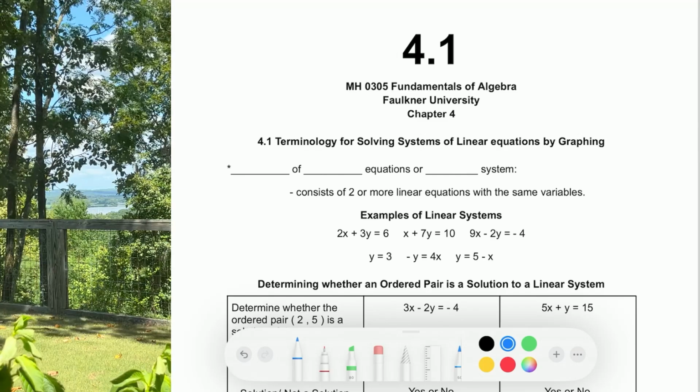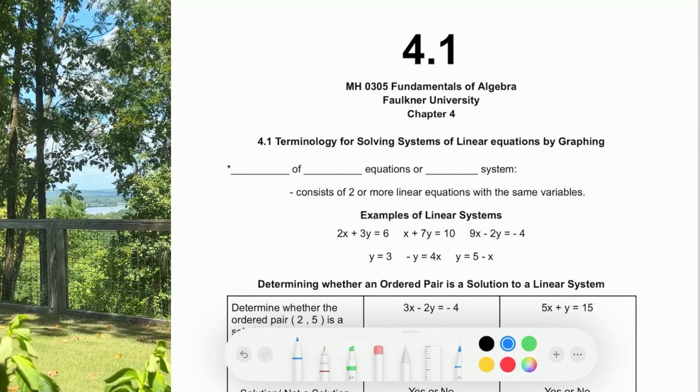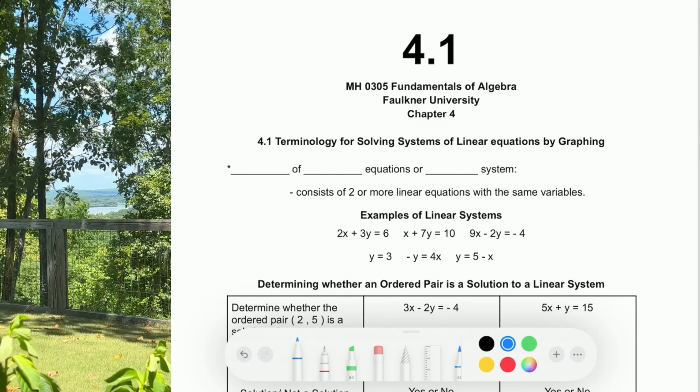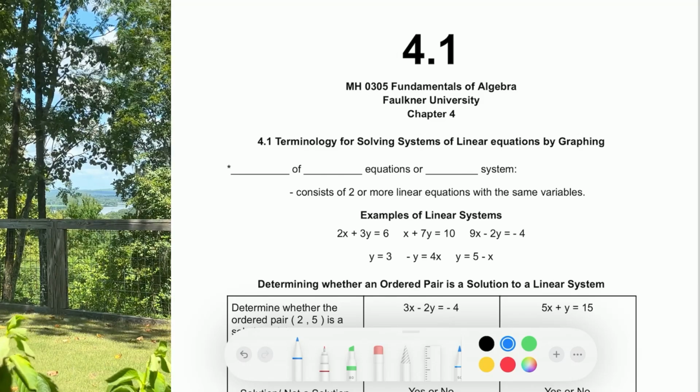Welcome back, students. We'll be looking at section 4.1, terminology for solving systems of linear equations by graphing.